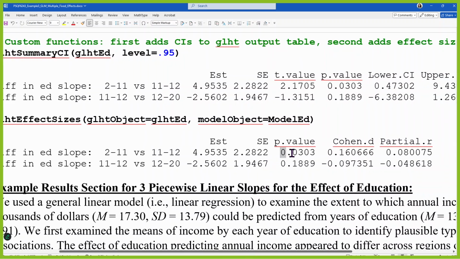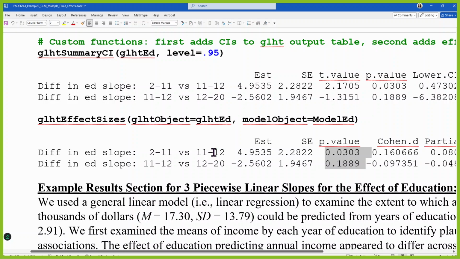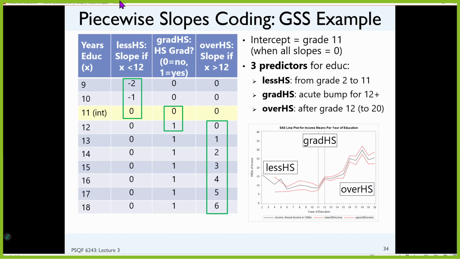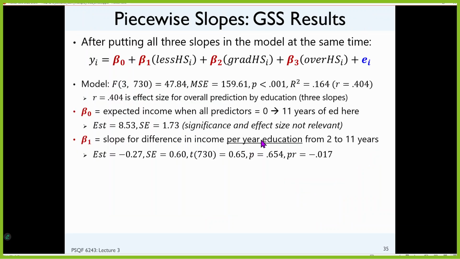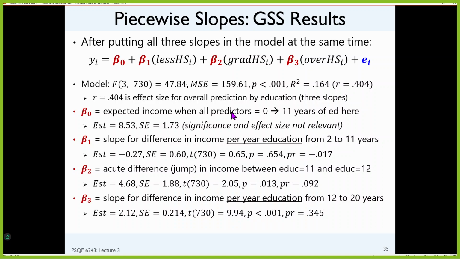So what do we think? The first contrast is significant, the second one is not. So maybe the reviewer has a point. It looks like the difference between the first slope and the second matters, but the difference between the second and the third doesn't. However, if I look at the picture, past 12, does that look like a straight line to you? Yeah, it does.